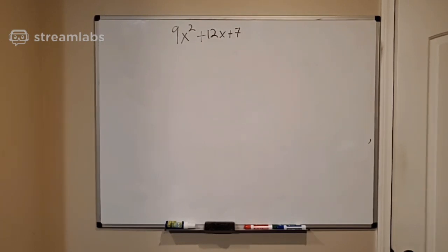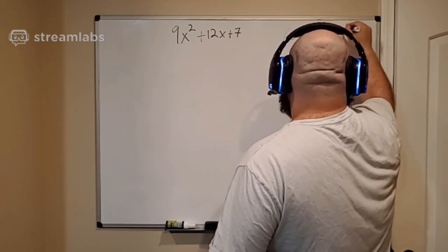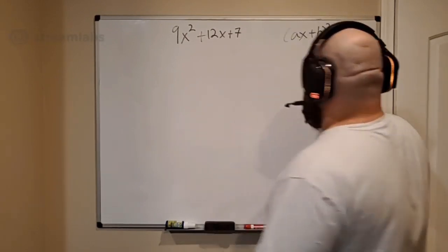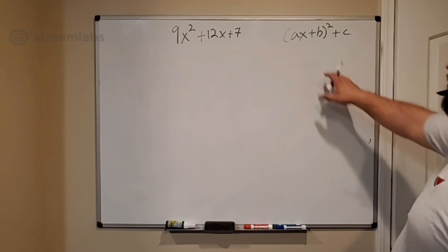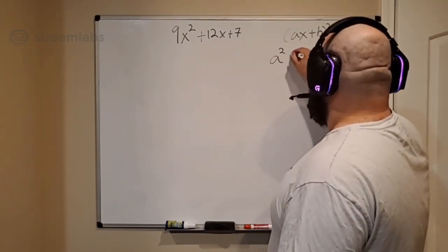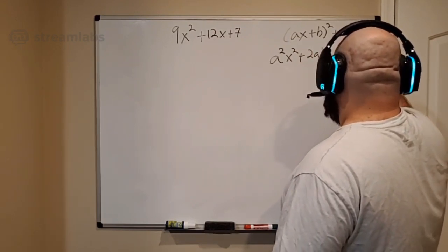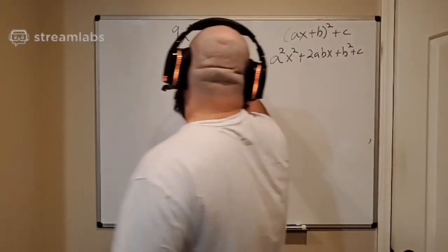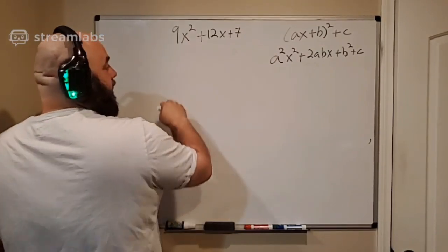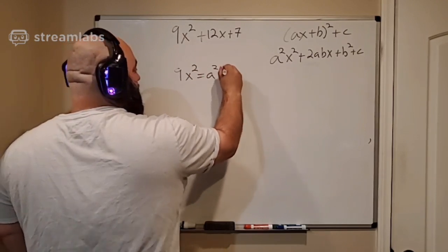Instead, if I know I want it to be in the form of ax plus b squared plus c, I think it was. All right, make sure I got that right. Yeah, so the easiest way to do it would be to multiply out this right here. So you get a squared x squared plus 2abx plus b squared plus c. At that point, I know these two things have to be equal, so we can equate our coefficients. So this is my x squared term, so I know that 9x squared equals a squared x squared. So a has to equal 3.